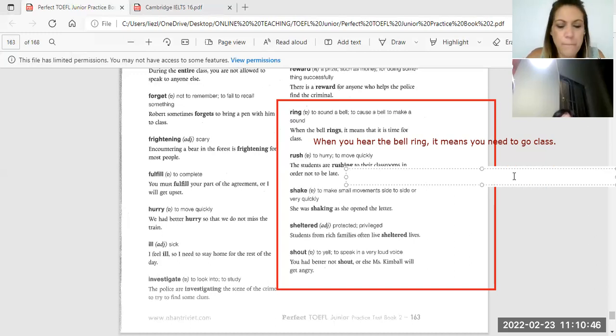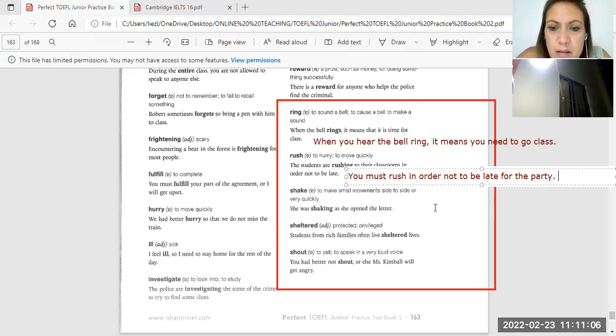You must rush because you are late for the party. You must rush in order not to be late for the party. Or we can say you must rush to get to the party. You must rush to get to the party in order not to be late.